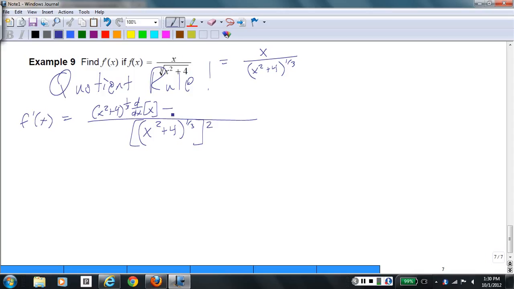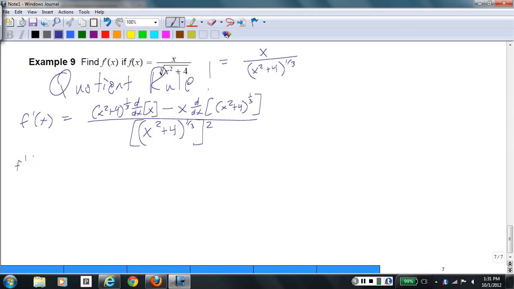Quotient rule is a minus, so it's important to have the order of those two quantities in the numerator correct. So the first quantity, the one that I've written, is the denominator times the derivative of the numerator. And then we subtract the numerator times the derivative of the denominator. That's the framework. That's the quotient rule. So we take the necessary derivatives.